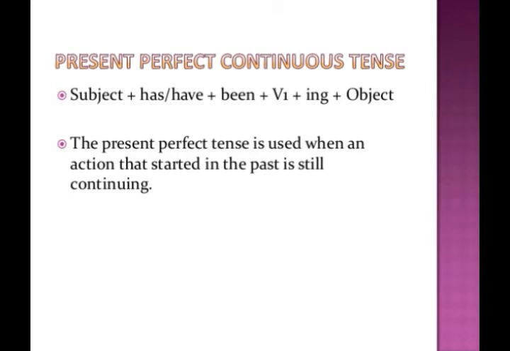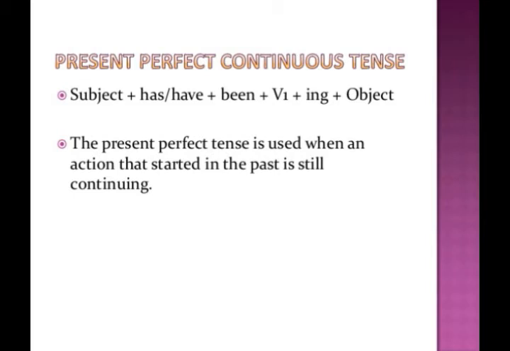It's subject plus has or have plus been plus first form of verb plus ing plus object. Now, as I already told you, whenever we talk about perfect continuous tense, we always use the word been, and as it is continuous, I told you that with continuous we always use first form of verb with ing. Okay, let's see when we have to use this sentence.